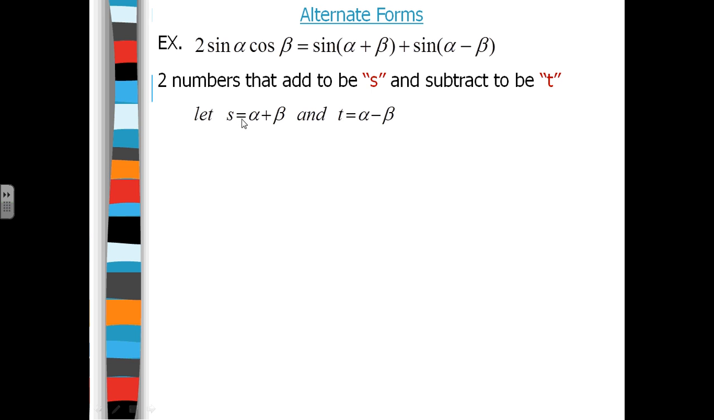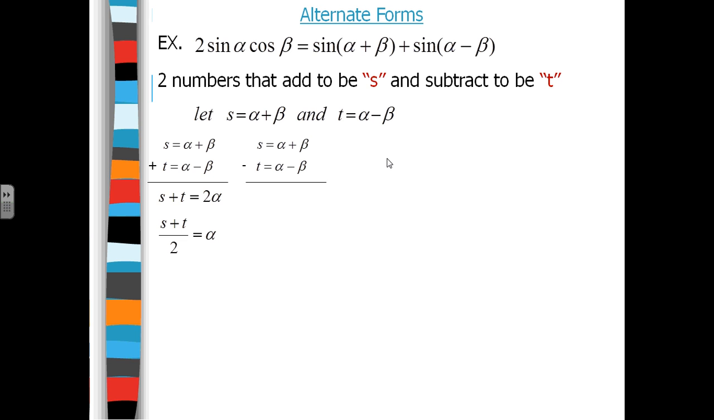So if I let s equal the sum of alpha plus beta, and t represent the difference of alpha minus beta, what I can do with these 2 equations is add them together, and that eliminates beta. So when I add them together, I get s plus t over 2 is equal to alpha. And then if I subtract them, that's going to eliminate the alpha, and so I get s minus t over 2 is equal to beta.